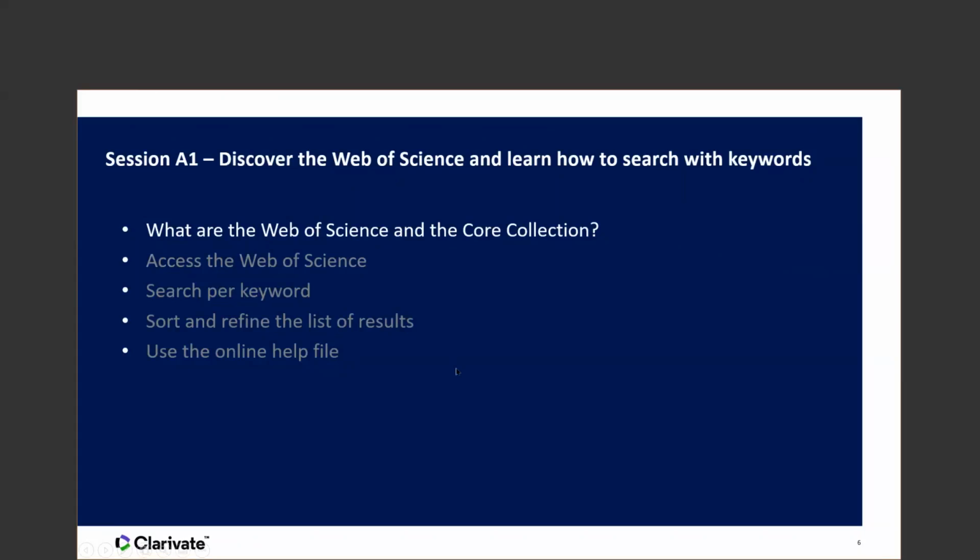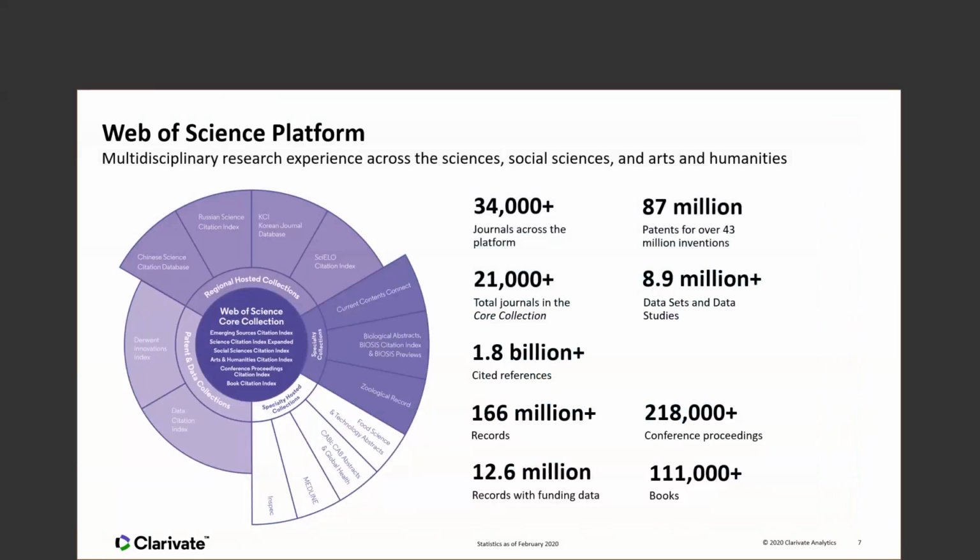Let's start with the Web of Science and the core collection. What is this? What is the Web of Science? What is the core collection? So here we have a drawing like a snail, just representing the Web of Science. The Web of Science is composed of different databases. We see all of them here. And in the center, at the core of the Web of Science, we have the core collection. The core collection is part of the Web of Science.